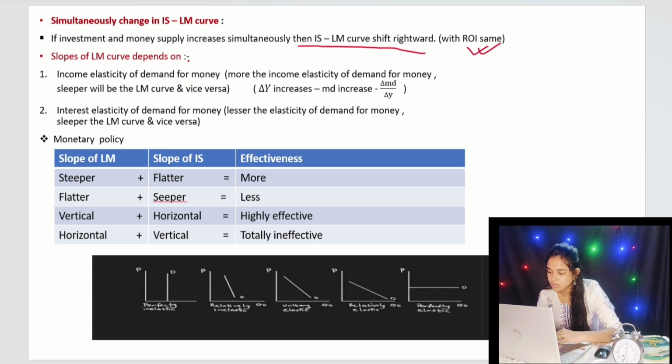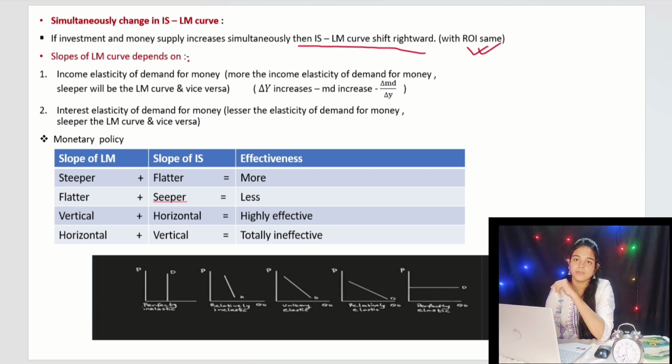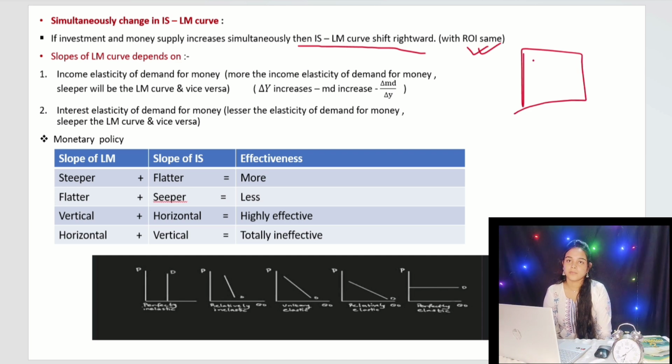Then if the IS curve shifts rightward but the LM curve shifts leftward, that is expansionary fiscal policy and contractionary monetary policy, creating potential for inflation. It affects equilibrium income ambiguously and increases the equilibrium interest rate as well.